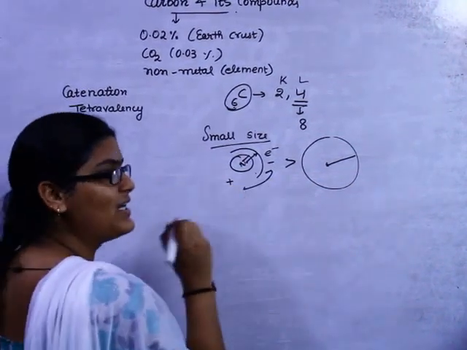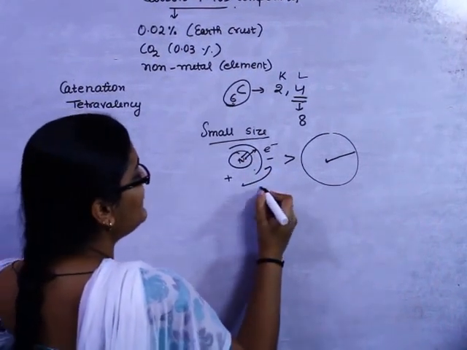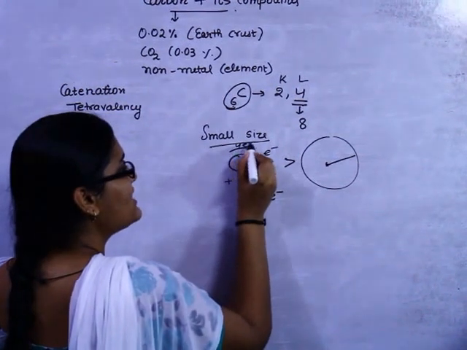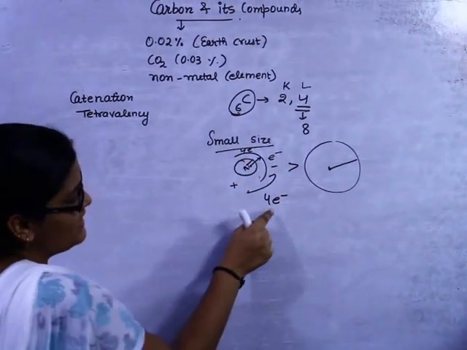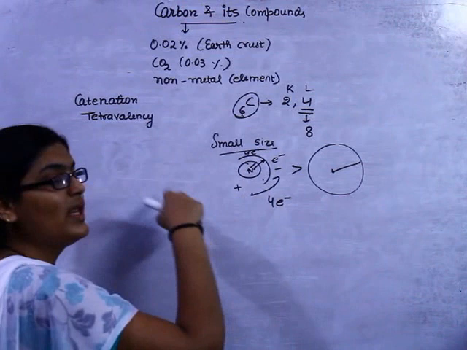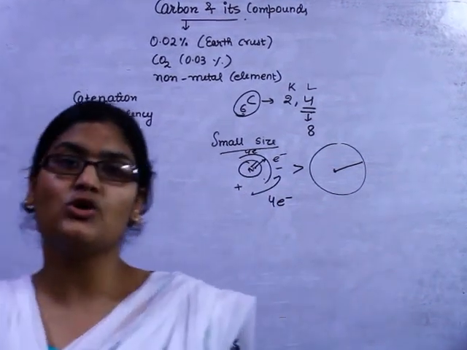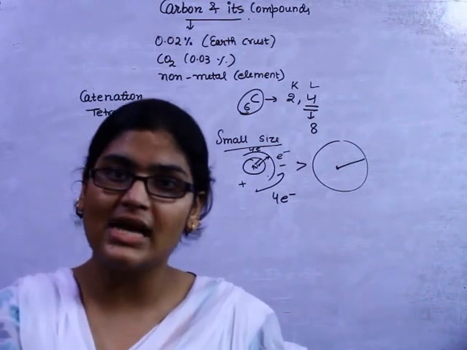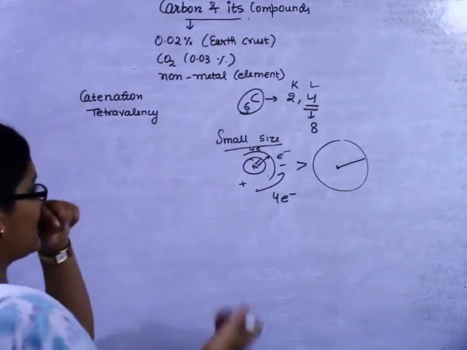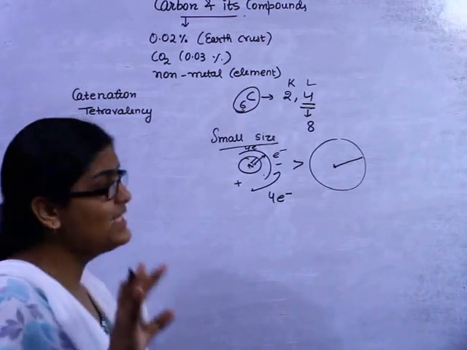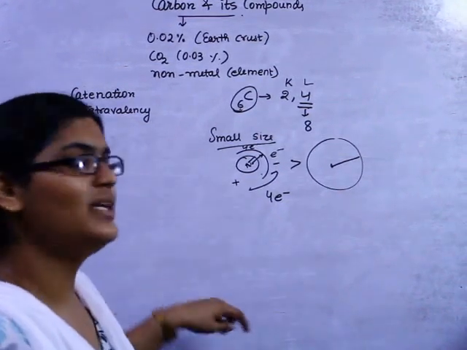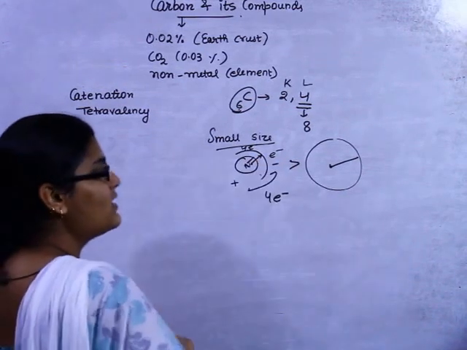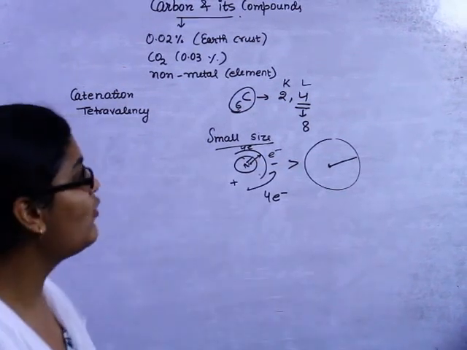It can accept electrons, but due to small size, if it accepts 4 electrons, then since it already has 4 electrons in its outermost shell, there will be repulsion between electrons, which makes the system unstable as it has small size. So the option of acceptance is ruled out. Now the second option is that it can donate 4 electrons.